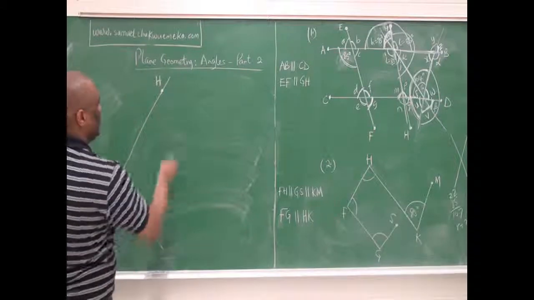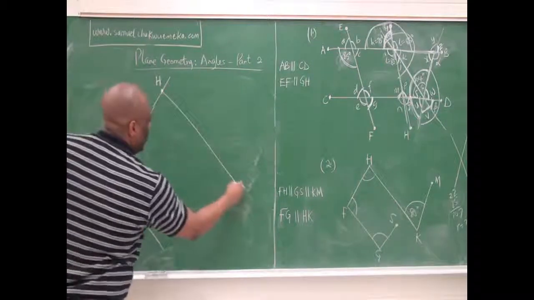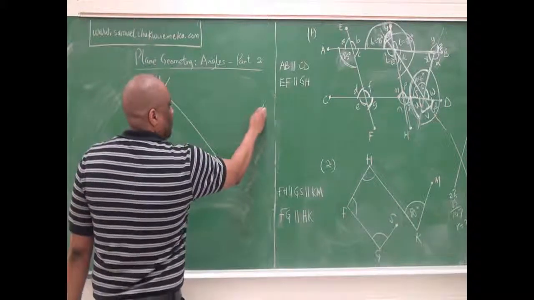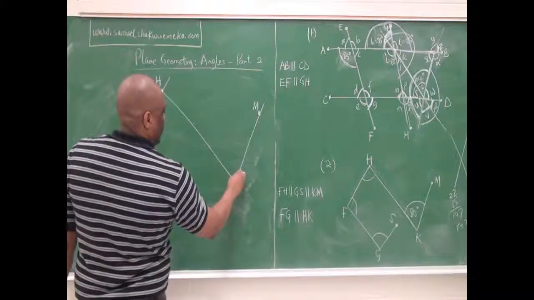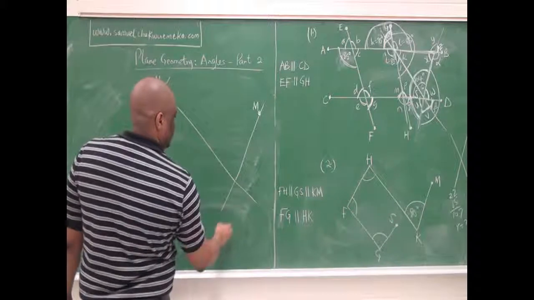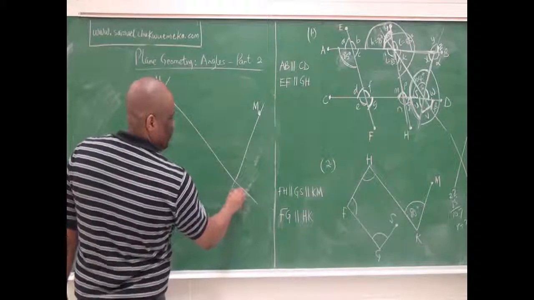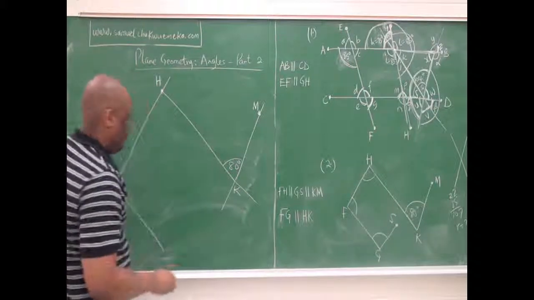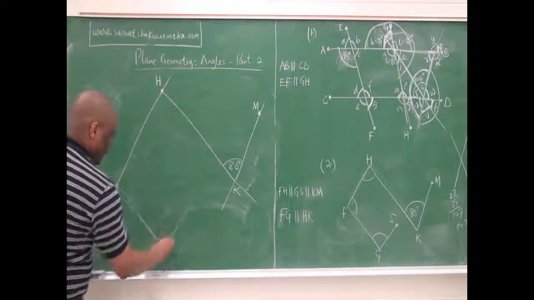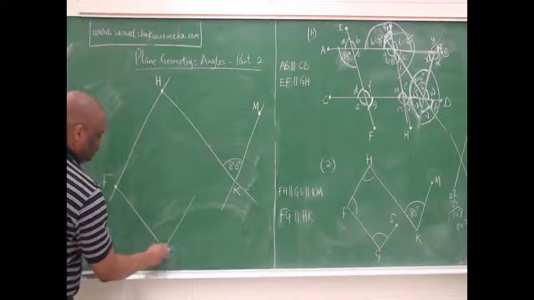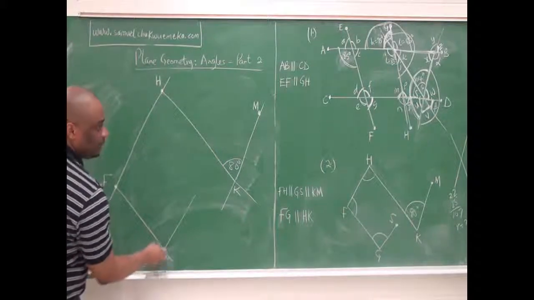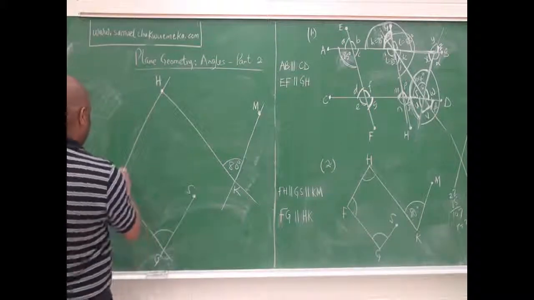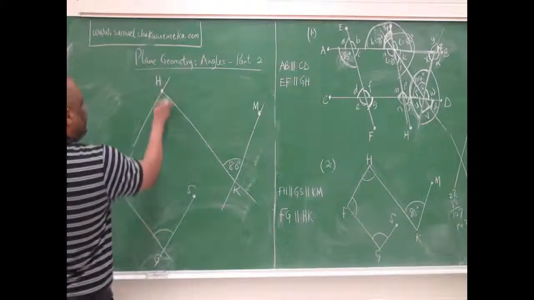H and K is here, then M, and let's extend this. Okay, and this is K. K is 80 degrees, and then this is S, is G. You can extend that. G is what we want to find. We want to find G, then we want to find F, and we want to find H.